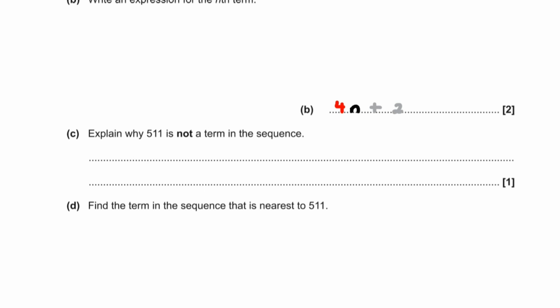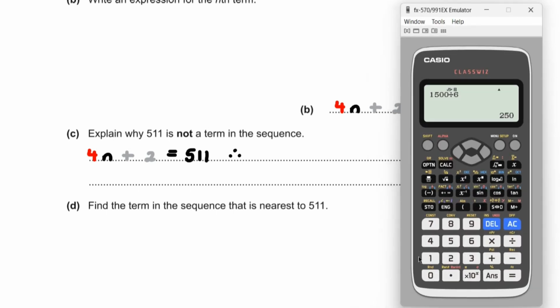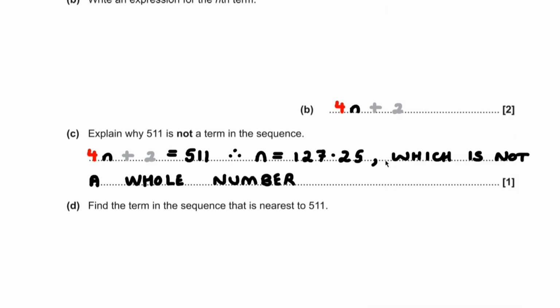Part C, explain why 511 is not a term in the sequence. Now if I set this expression of 4n plus 2 equal to 511, let's solve for n. I've got 511, subtract 2, and if I divide that by 4, I get as a decimal for n 127.25. So we have n as 127.25, which is not a whole number, so the 511 is not part of the sequence.